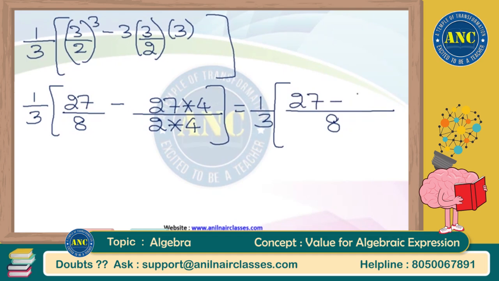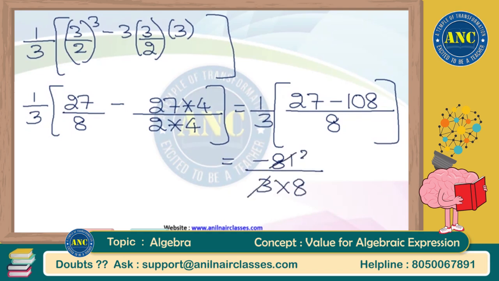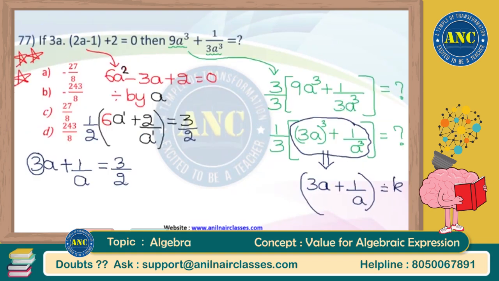27 minus 27 into 4, it is nothing but 108. So 27 minus 108 is minus 81. Minus 81 divided by 3 times of 8, 3 into 1, 3 into 27. Your final answer for this question is minus 27 by 8. That means the answer for this question is option A, which is minus 27 by 8.